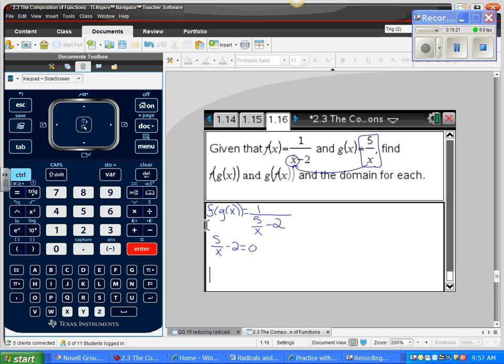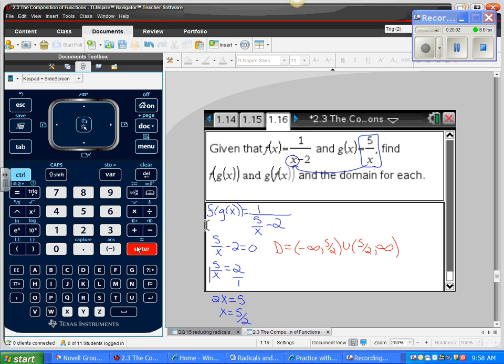We solve for x by adding 2 and cross multiplying, and we get a value of 5 halves. So we could state our domain as every single value except for 5 halves. So we could say negative infinity to 5 halves, union 5 halves to positive infinity. And there's your domain. I want to get the other half of this problem done. I know I'm going to be a little bit over. I apologize.